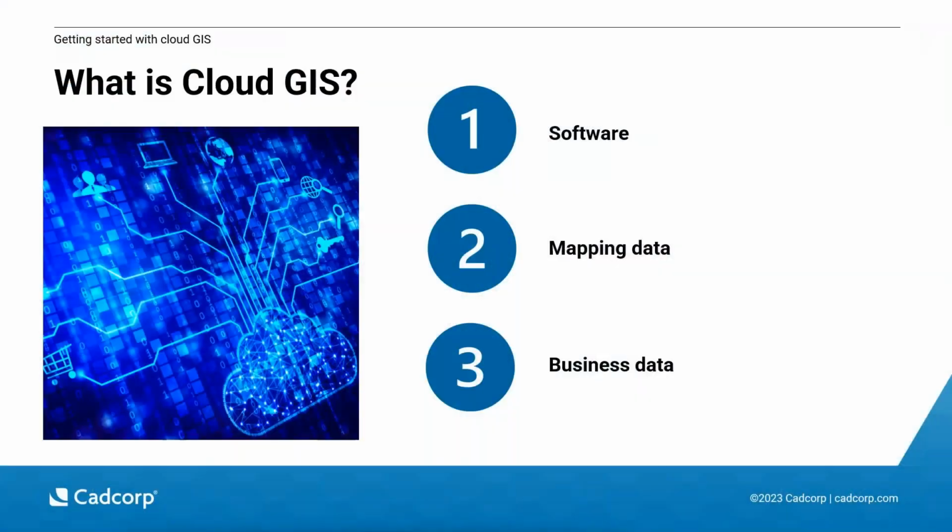Okay, so some background behind what is Cloud GIS. It's the use of cloud computing technologies to store and manage your GIS. There are three main components of your GIS which can be cloud hosted. The first is the software, the second is the mapping data, and the third is the business data. I'm going to be going into more detail with each of these three components.